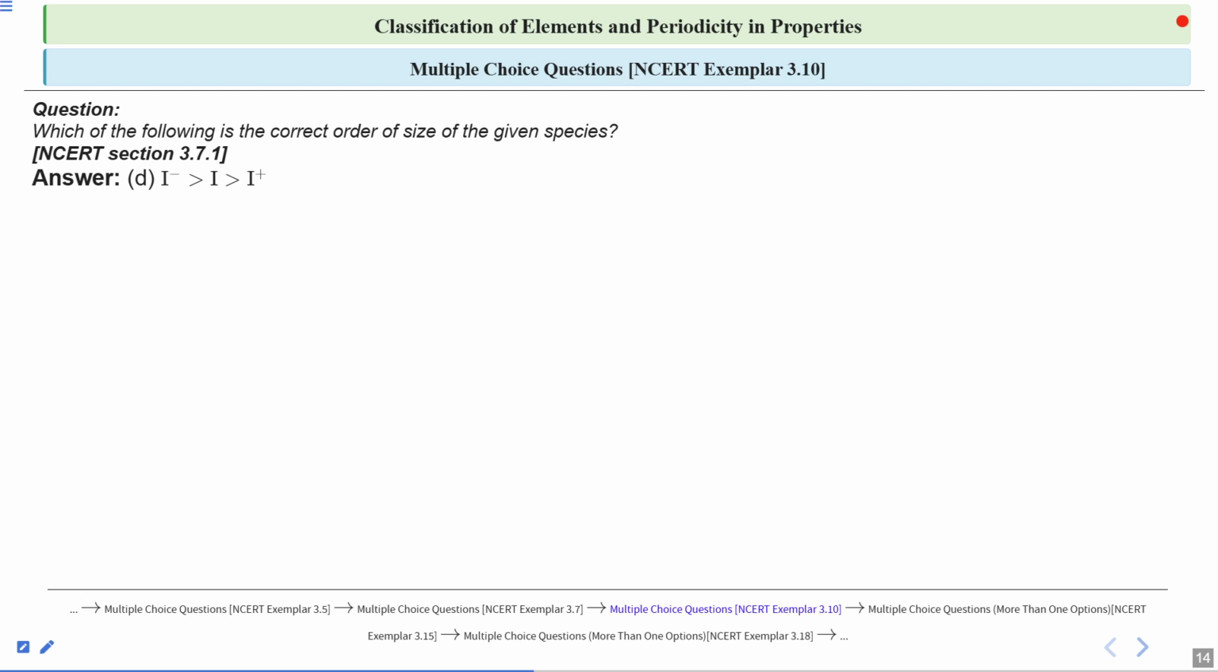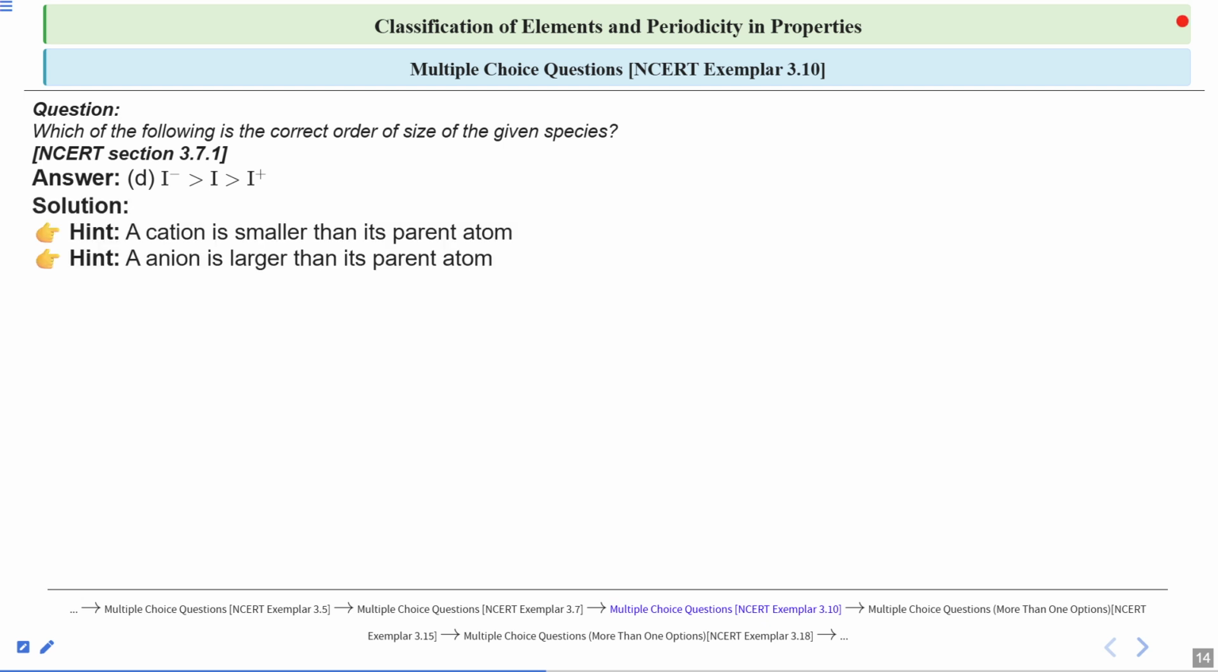Now why is it so? The reason is very simple. Remember these 2 points. It is very important to remember that your cation is always smaller than its parent atom. First this, and second, your anion is always larger than its parent atom. I think it is easy to get this point. Again I am repeating it. Your cation is always smaller than its parent atom, and anion is always larger than its parent atom.